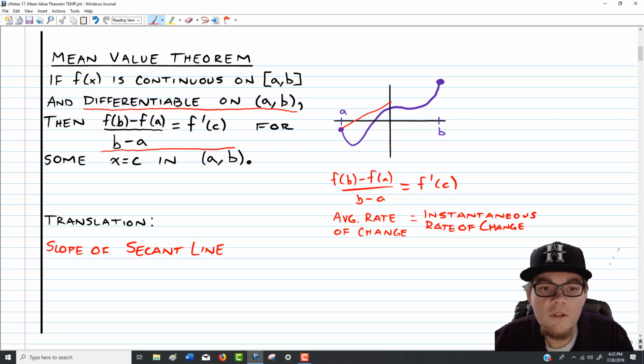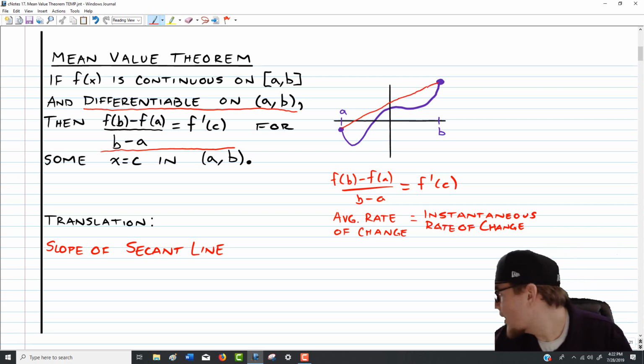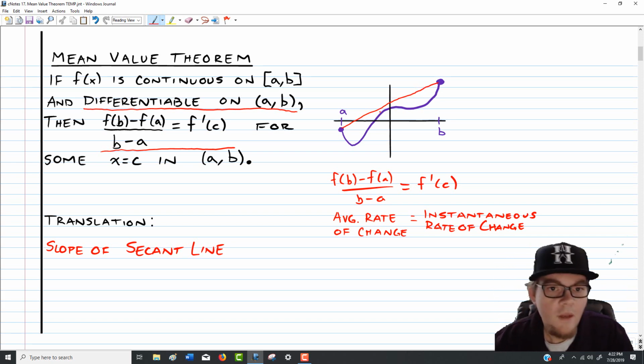So I'm going to attempt to do this here. I don't have a ruler handy, do I? No, I don't. Dang. So I'm going to try to make this as good as possible. If you're wondering why I'm not using some sort of line tool, it's because they don't exist in Windows Journal. I apologize. But there is our secant line.